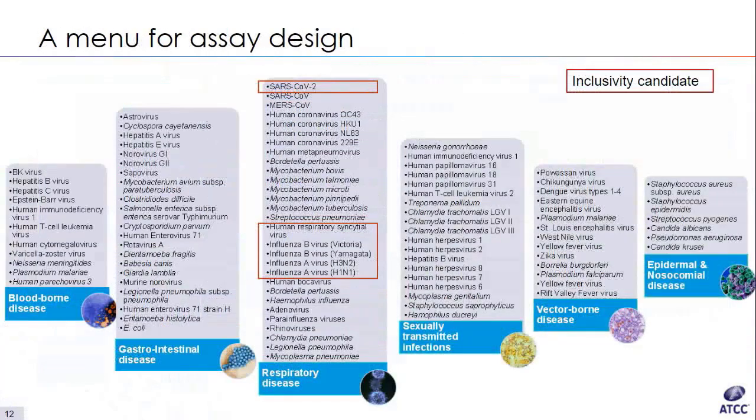Returning to the sample list of organisms, we also want our inclusivity assay to cover several strains of RSV, different lineages of influenza B, and different serotypes of influenza A.